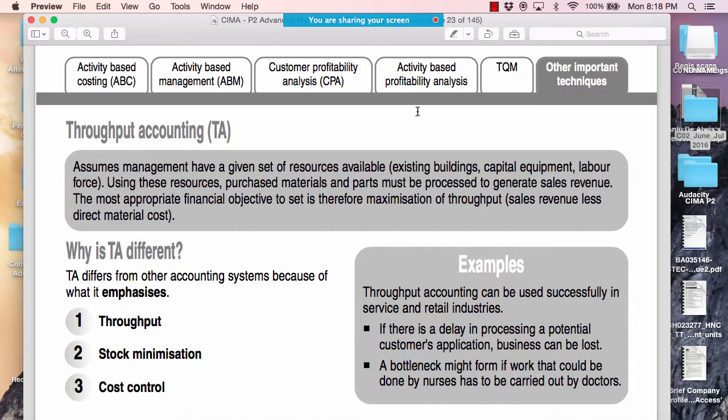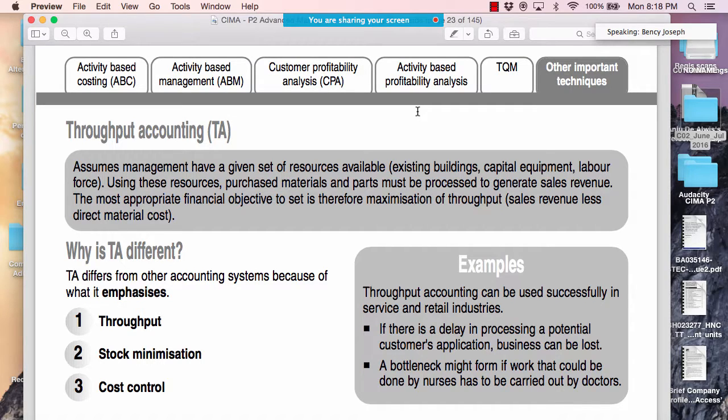And this is where throughput accounting focuses. It's saying, if I'm going to increase certain things, what are the other factors that you need to consider so that they may not cause a bottleneck in the system? Is that clear?